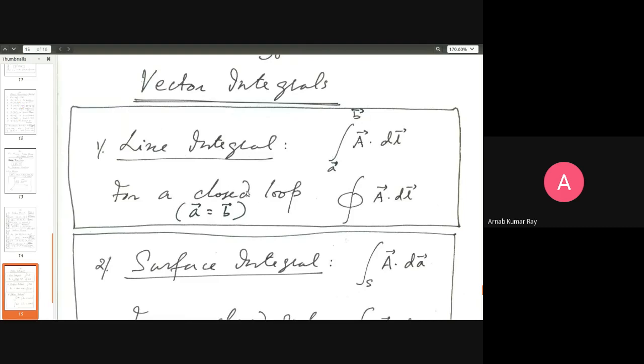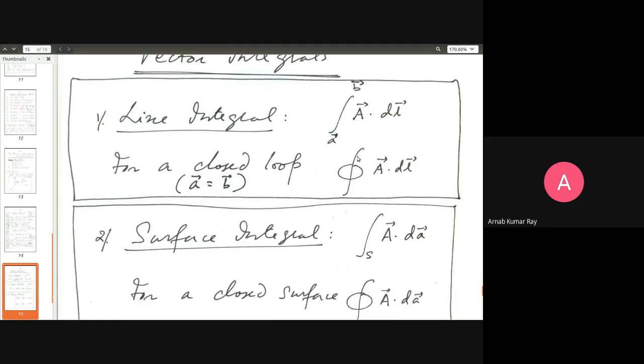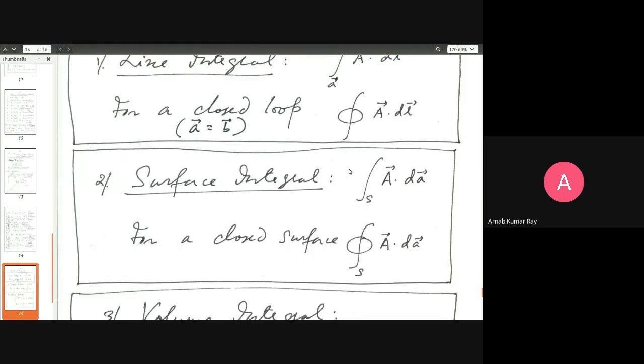Now, if you have a closed loop, a different symbol is to be used, meaning you start from A, you go to B, and you come back to A once again. You just go around in a cycle. I've written A is equal to B, meaning you start from A and then you go to A again. But you don't write two A's at both ends. What you write is a closed loop integral. The symbol of a closed loop integral is this, integration with a closed circle over that.